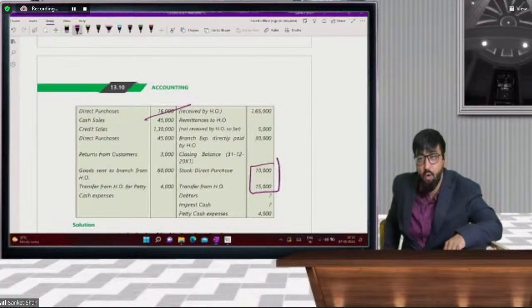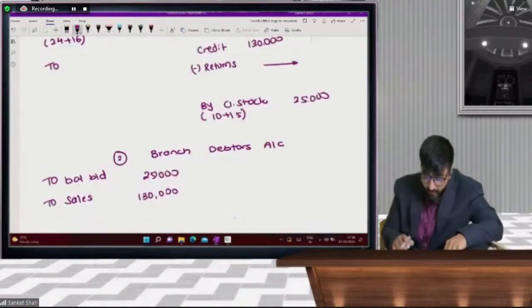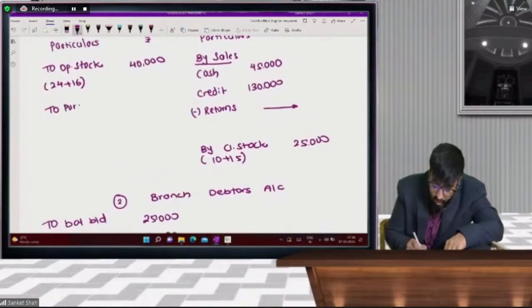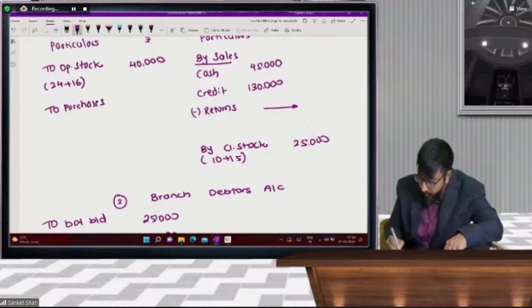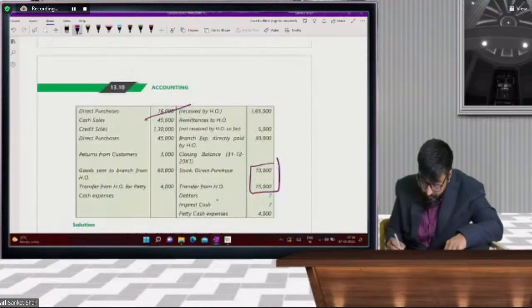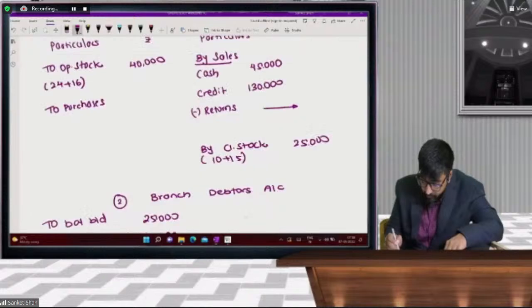Direct purchases. Now what is the entry for direct purchases? Purchases means stock is increased. And the second effect is to HO, because the branch is not paying. We are thinking from the angle of the branch. So the direct purchases entry will be purchases account debit to HO. HO account is not open, and purchases will increase your stock. So my friends, purchases you have to debit. Purchases 45,000.